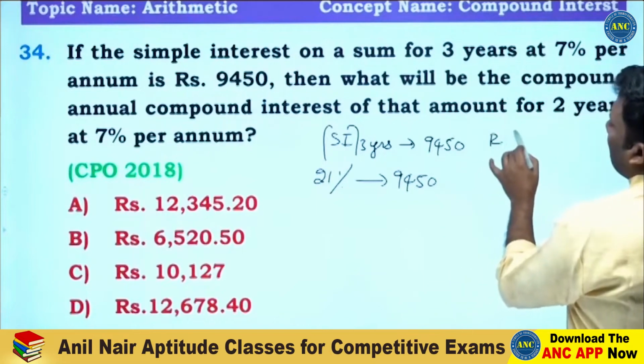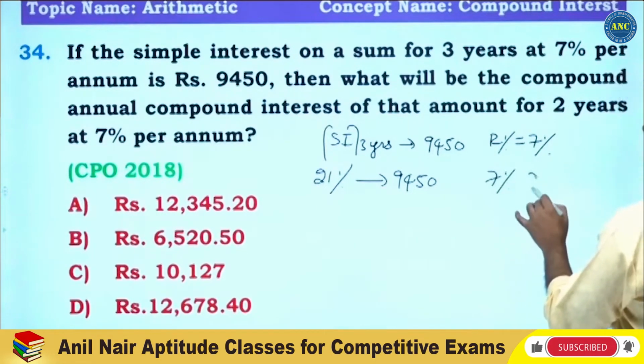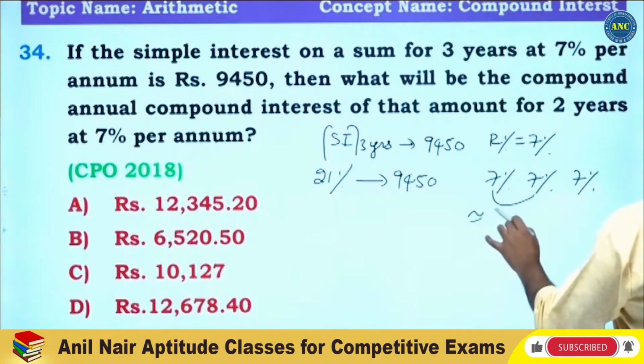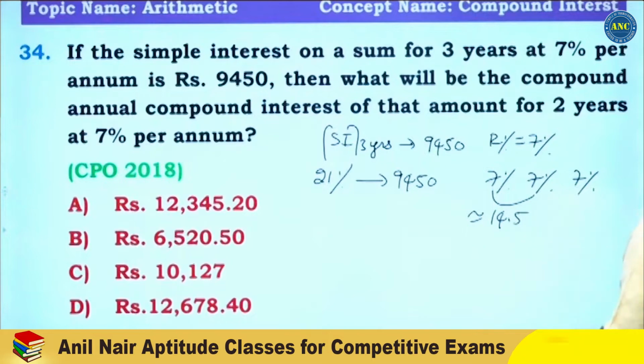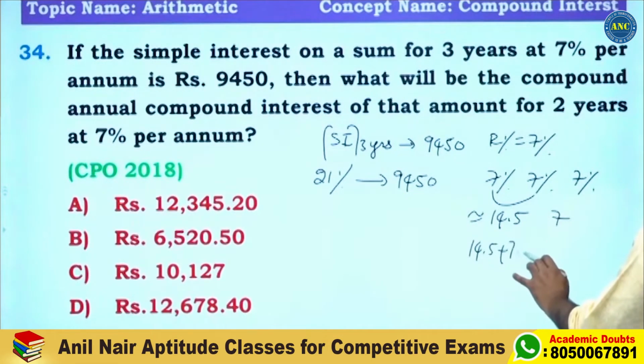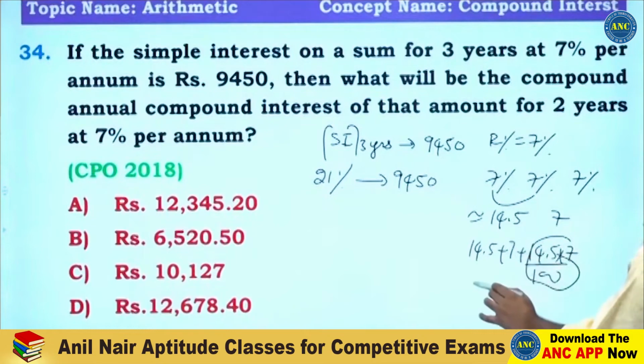9450. Rate is given as 7%. So 7% 3 times. It is approximately 14.5 with 7. So 14.5 plus 7 plus 14.5 into 7 by 100. These 1, 8, 22.5.